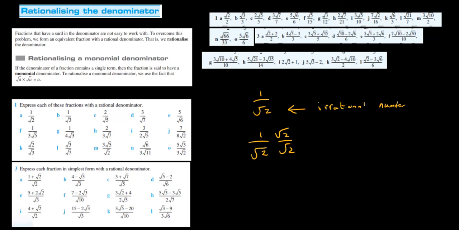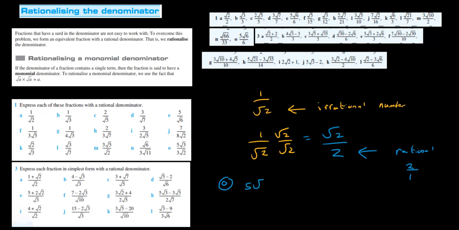We're going to multiply numerator and denominator by root 2, so we get root 2 over 2. 2 is a rational number because we can write 2 over 1. Okay, so let's have a look at some more difficult ones.